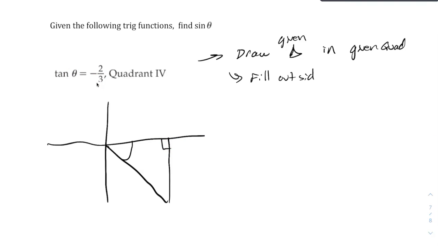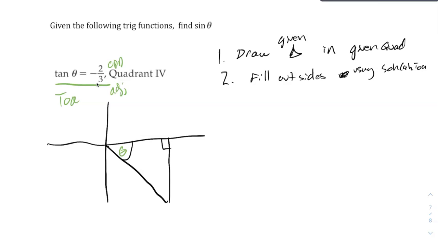So maybe I should label these. Fill out sides using SOHCAHTOA. By the way, the triangle method is the best. So here we have tan of theta. Here's my theta. What is tan? Tan is TOA, opposite over adjacent. So my opposite would be 2, and my adjacent would be 3.